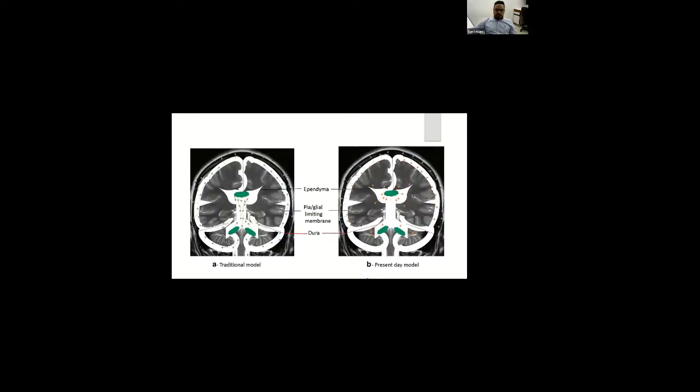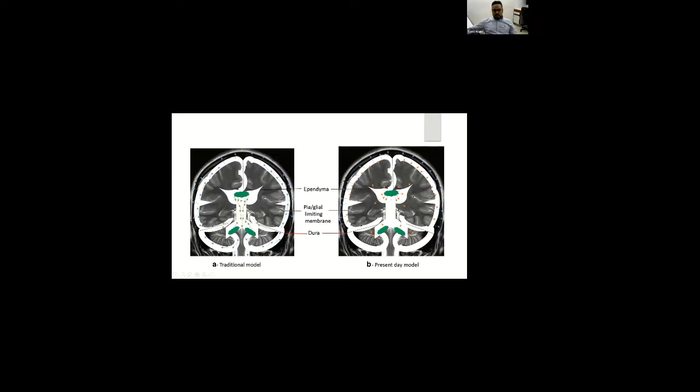So these are the models of CSF flow. On the left is the traditional model, and on the right, figure B, is the present day model. Model A, the traditional model, is also known as the vertical bulk flow model, which states that the CSF would flow along the ventricles and then the cisterns, and then go towards the convexity to be absorbed at the level of arachnoid villi. So in this, the flow is through the ventricles and then it flows into the arachnoid villi.